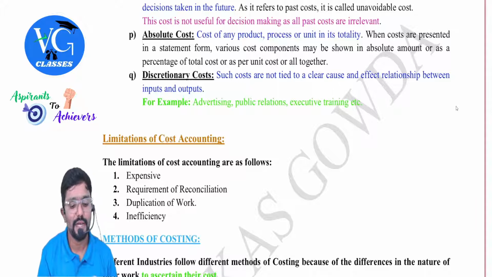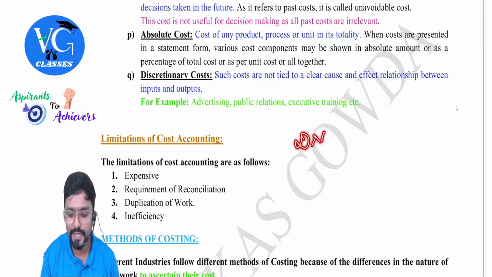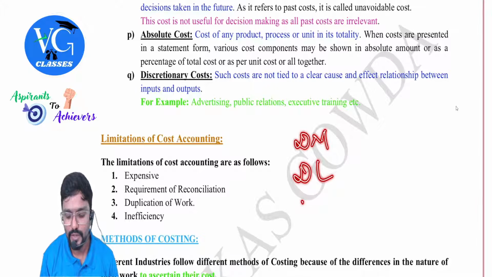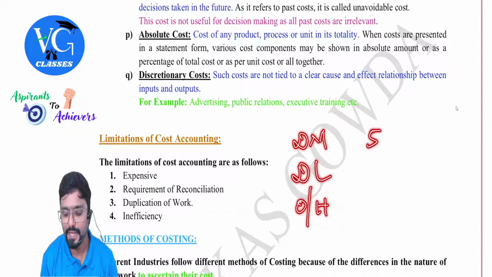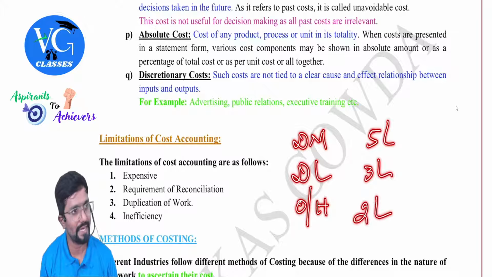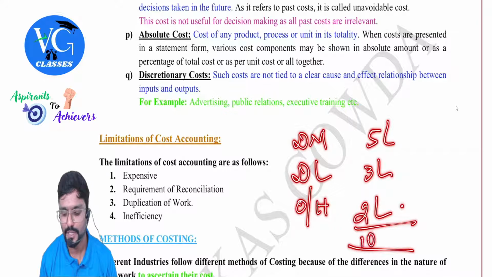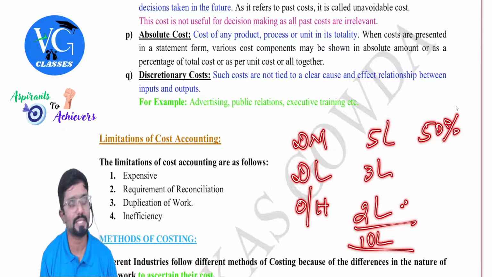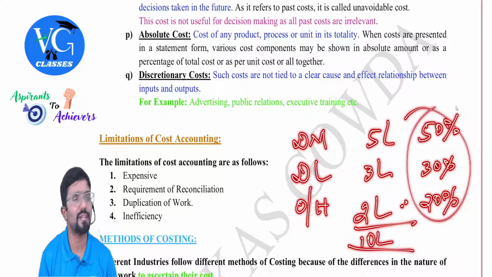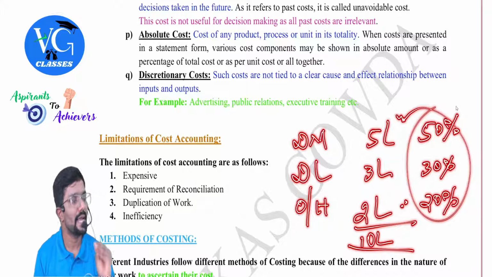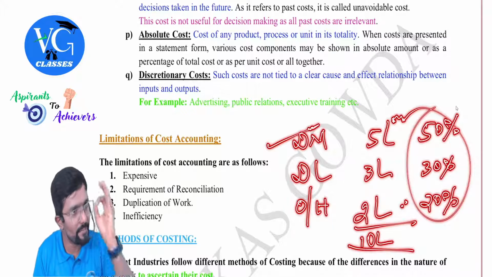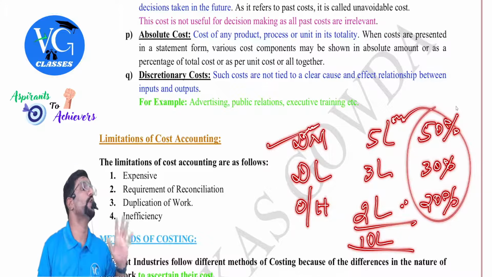Or else, for example, assume it is like this: direct material, direct labor, overhead expenses: 5 lakh, 3 lakh, 2 lakh. So total expenses is how much? 10 lakh. Now if I show it as a percentage, how much is my material cost as a percentage of total cost? 50%. Labor cost, 30%. Overhead, 20%. We don't call this absolute. This is expressed in percentage terms. How much is each cost when compared to my total cost?